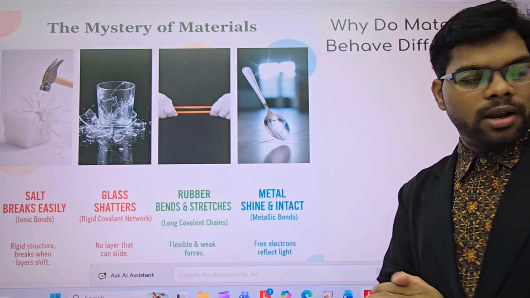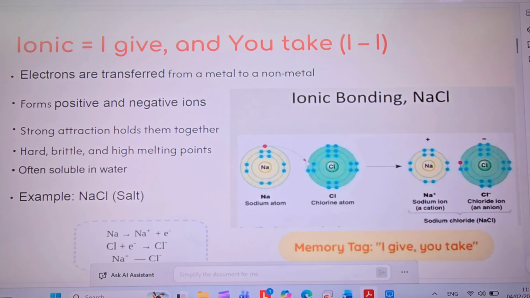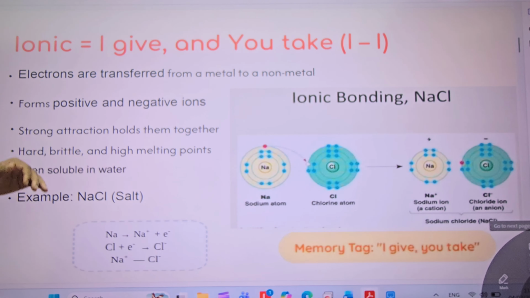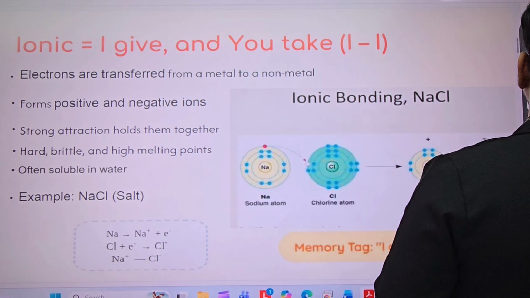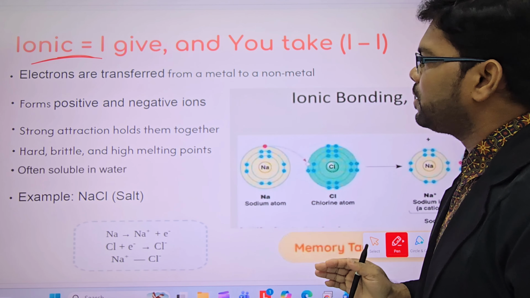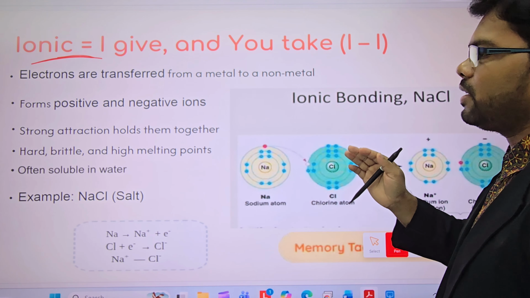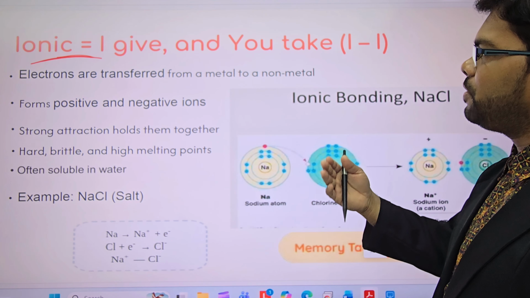So let's learn more about the three types of bonding that I was talking about. The first type of bonding is the ionic bond. Ionic bond is very simple. This is the first bond. This is your ionic bond. I would say it is a give and take relationship. Okay, I give and you take.